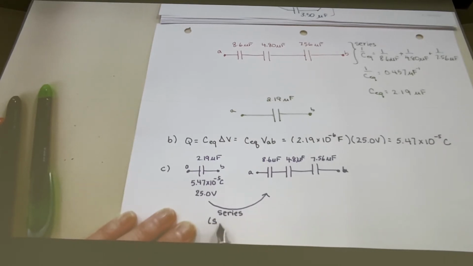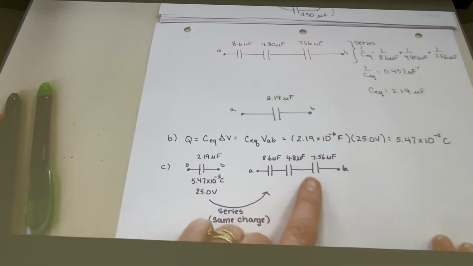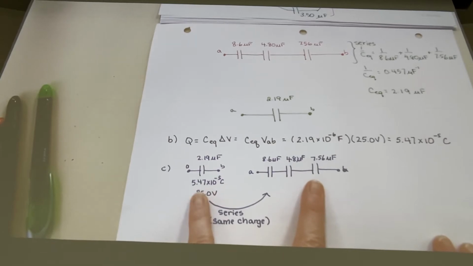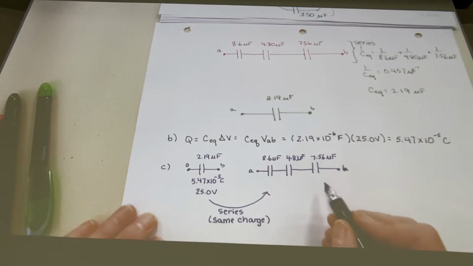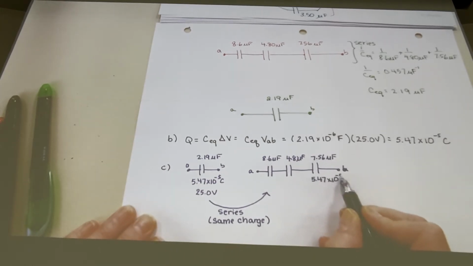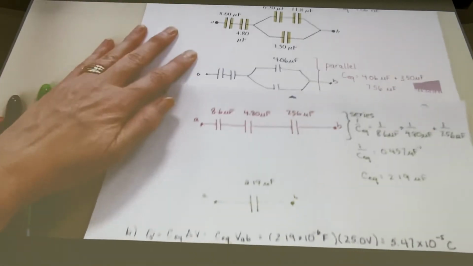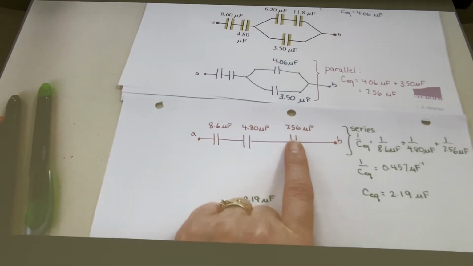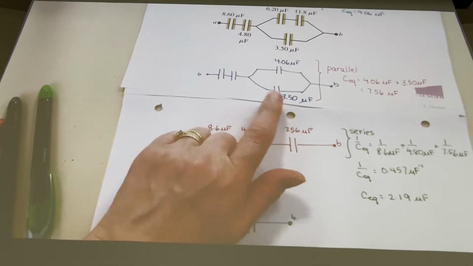What we remember about series is that they all have the same charge. So each of these three capacitors all have the same amount of charge that we found right here in part B. So underneath my 7.56, I'm going to write down what that charge was. 5.47 times 10 to the minus 5 coulombs. The reason I'm targeting this 7.56 is because of where I came in my steps. This 7.56 was the parallel combination of these two. That's where the 3.5 was hidden.